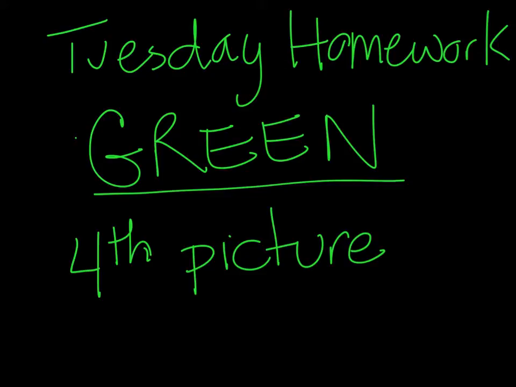Tonight for homework, you're going to use a green highlighter and go to your fourth picture to highlight details that prove that you used character description in your story. You are looking for a total of 5 details that will help paint a picture of your character in your story.